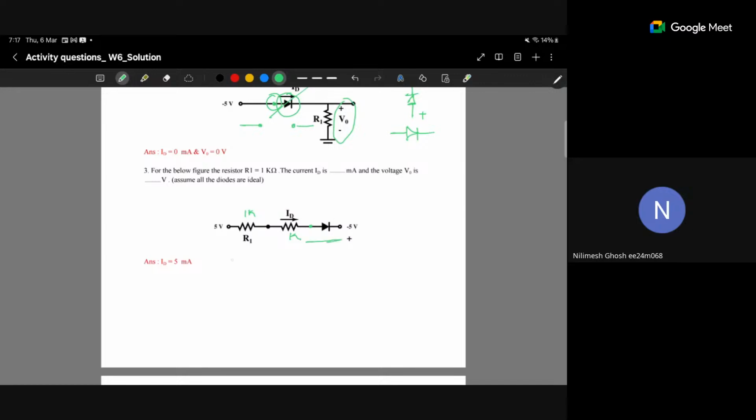Now there is a direct path through these two resistances and these two potentials, 5 volt and minus 5 volt. These two resistances are in series, okay. So what is the equivalent resistance through this path? R1 plus R1, that is 2 R1. That is 2 kilo ohms, right?